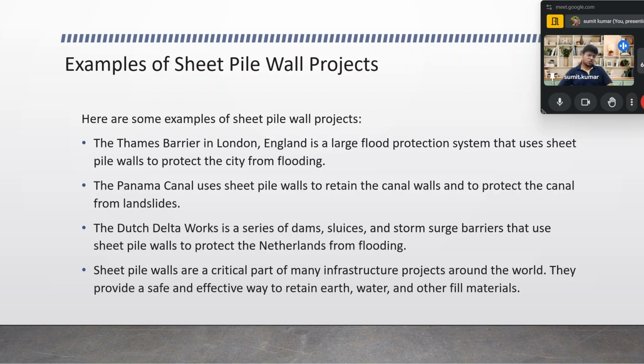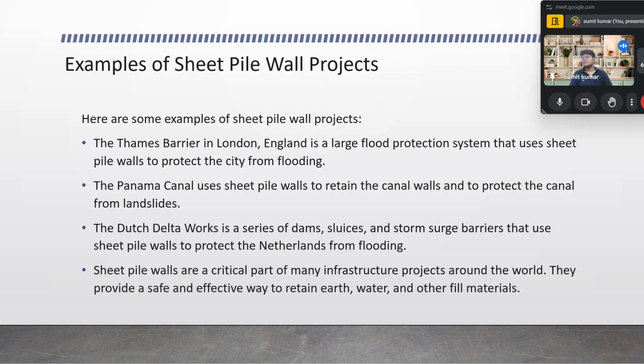Now some examples of seed pile wall projects, the practical implementations which are used at some places. So the first is the Thames Barrier in London, England. It's a large flood protection system that uses the seed pile wall to protect the city from flooding.